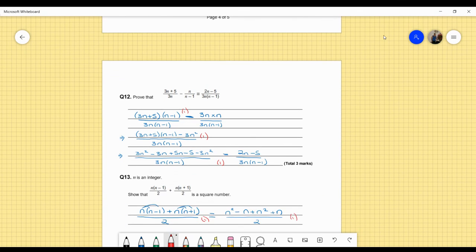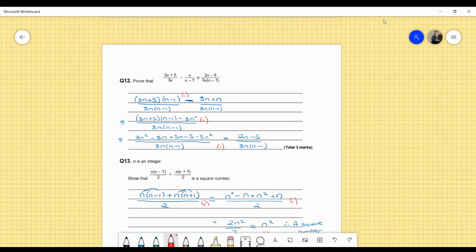Okay. Question 12 then is another proof question. However, you are proving it using your knowledge of adding and subtracting algebraic fractions. So we know they need to have a common denominator, but they've given you the common denominator in the question, so you know what you're aiming for. And therefore on this one, you need to have the correct numerators. So 3n plus 5 and n minus 1.